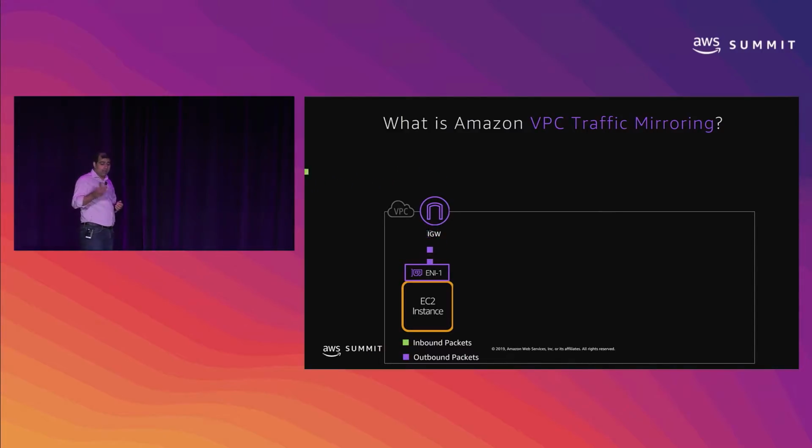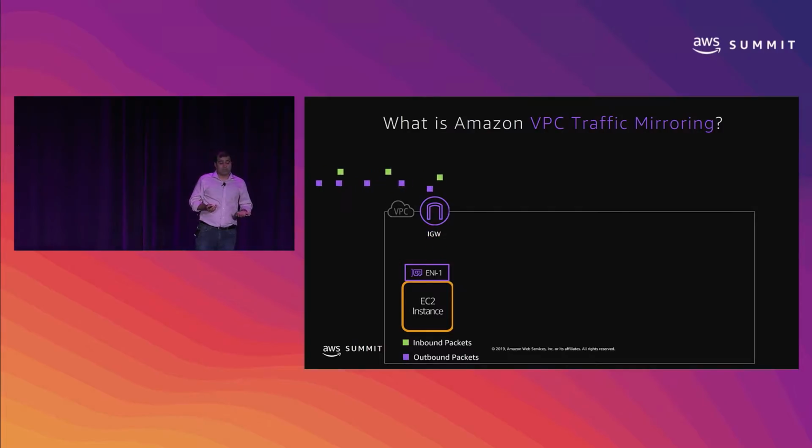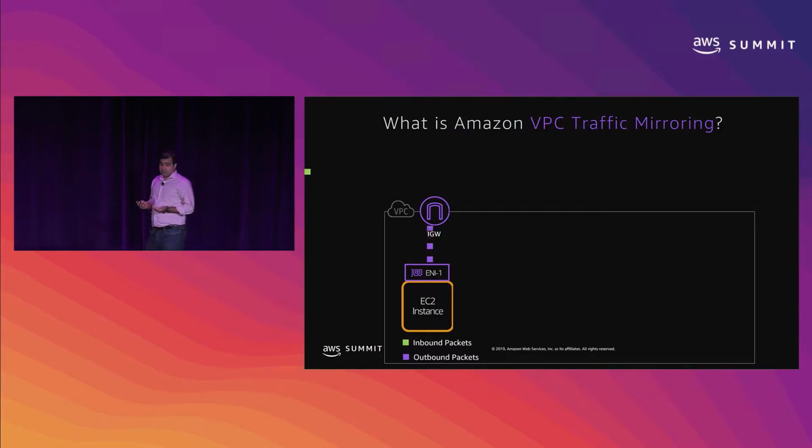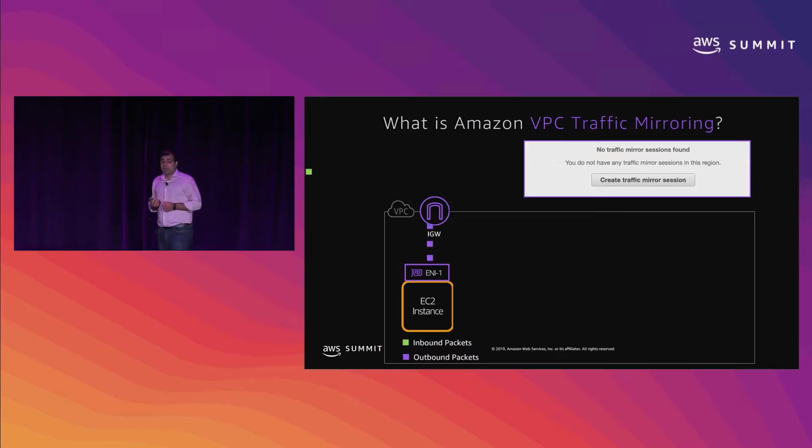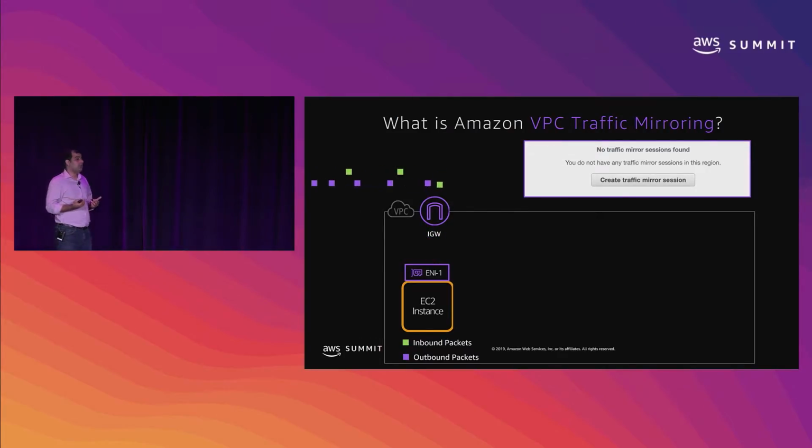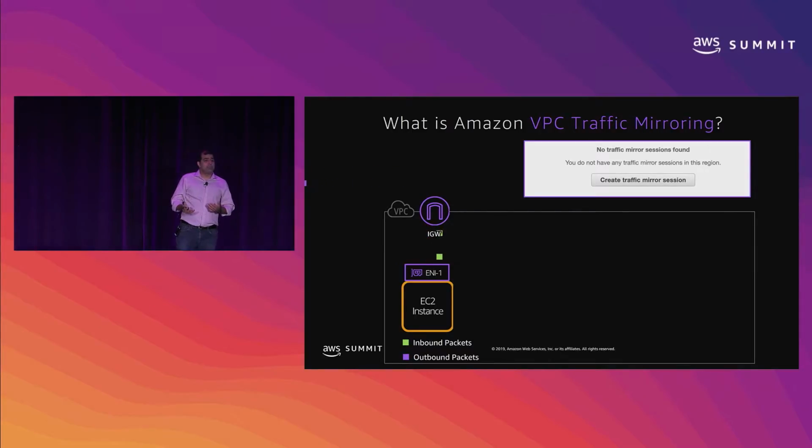So this green traffic is coming in and the purple traffic is going out. And you decide to monitor this instance because this happens to be a very critical workload in your environment. What you do is you create a traffic mirroring session. Up until 2 weeks ago, there was no option to create something like that, but now you can from your VPC console or using the API or CLI.